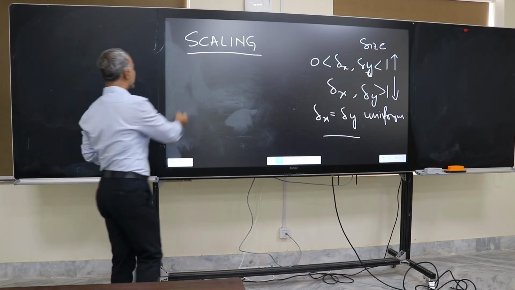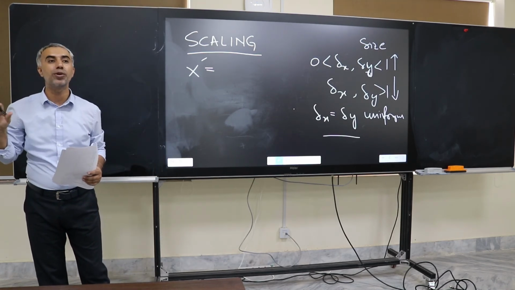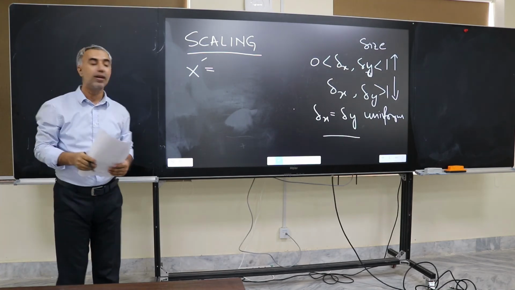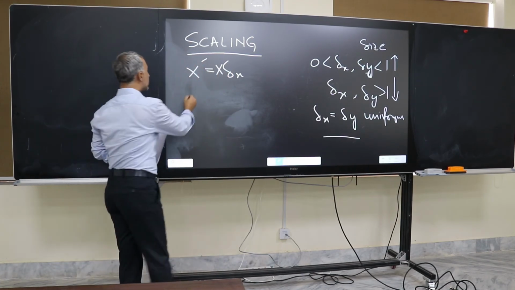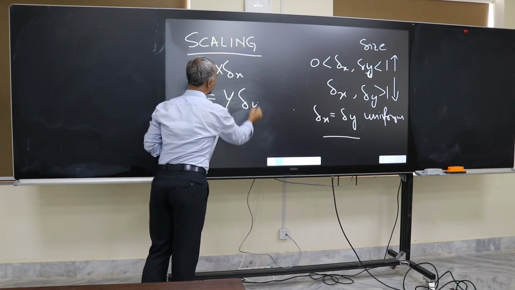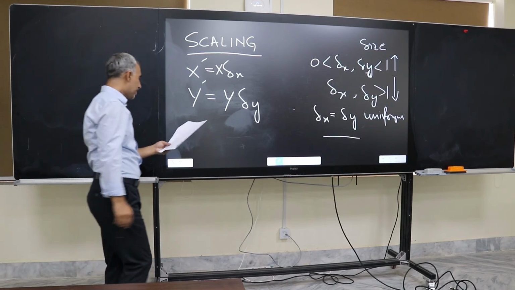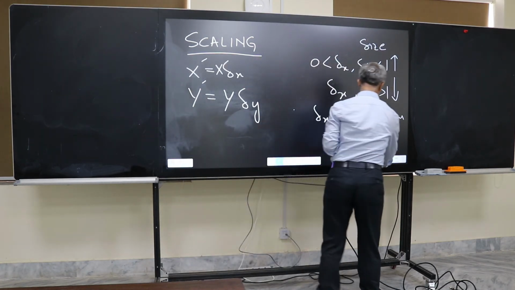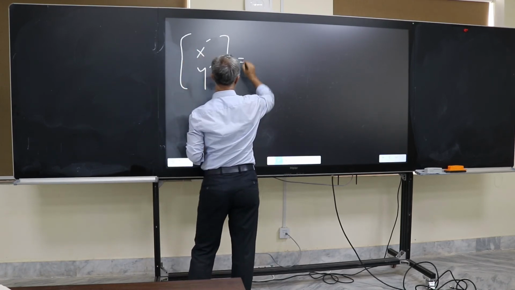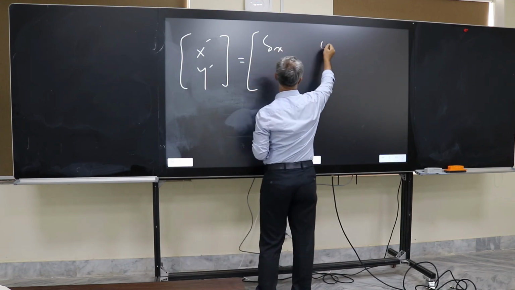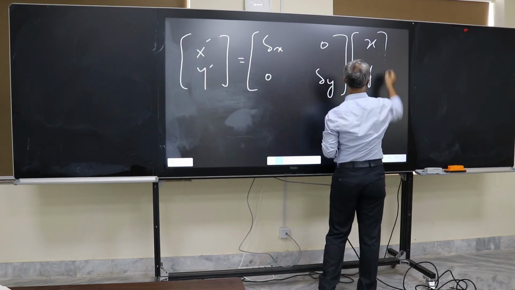And the formula for this: x prime is nothing new for you. Basically, these are the coordinates of the new point p prime. The change along the x axis, delta x, you are multiplying with the original x. Similarly, the change along y, you multiply delta y with the original. So of course your new matrix is delta x, 0, 0, delta y, which you multiply with the original vector. This will give you the scaling.